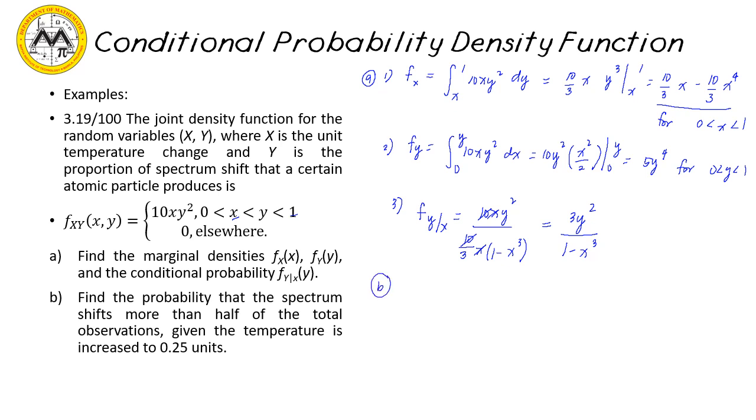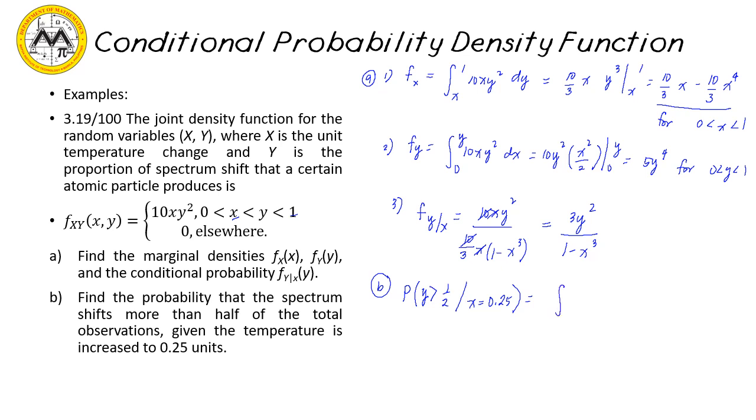For letter B, find the probability that the spectrum shifts more than half of the total observation given that the temperature is increased to 0.25 units. So we're looking for the probability that y, the proportion of spectrum shift, is more than half, greater than 1/2, given that the temperature x is 0.25.